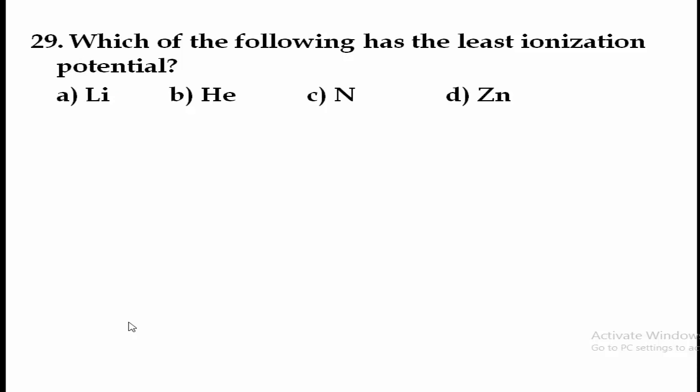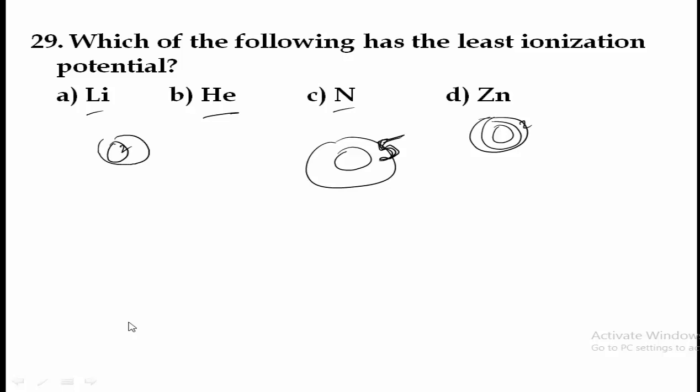29th, which of the following has the least ionization potential? Which one will require the least amount of energy to remove the electron? Helium is stable, so it requires more energy. Nitrogen has 5 electrons in its outermost shell, so it becomes very difficult to remove an electron. In zinc also, the number of outer electrons is 2, and it requires more energy. In lithium, it has a small size and only 1 electron, and thus we can remove the electron easily, and hence it has the least ionization potential among all these 4 options. So option A is the right one.